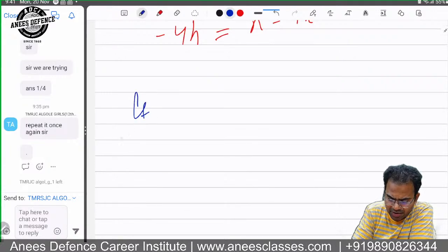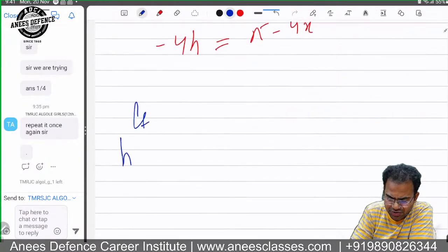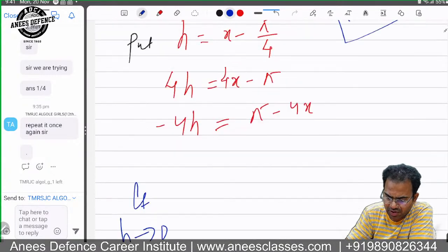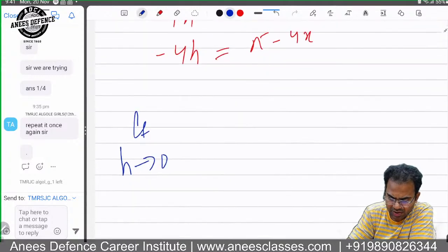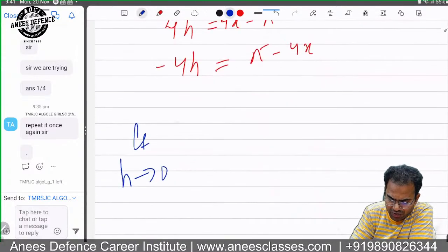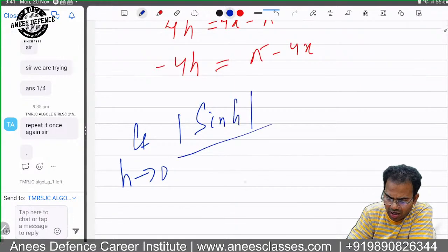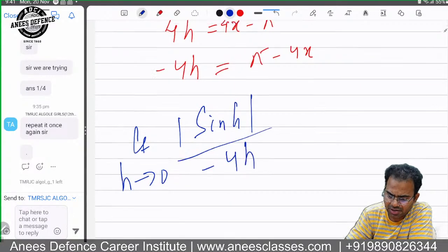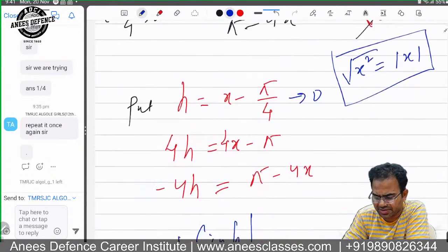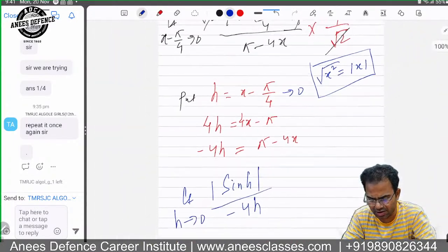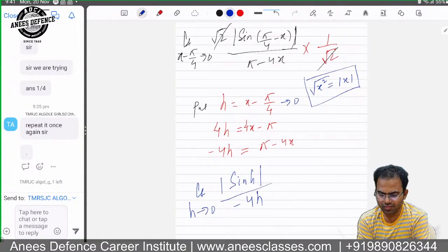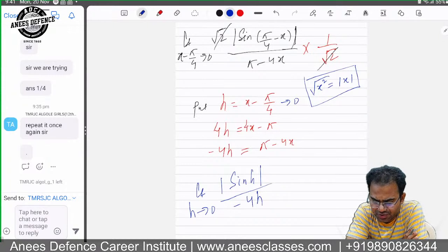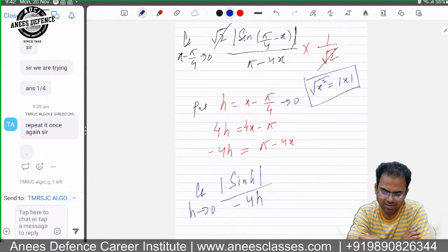So it will be limit h tends to 0, because x minus pi by 4 tends to 0, modulus sin h upon minus 4h. In place of pi minus 4x, I will put minus 4h. Okay? You can see this.